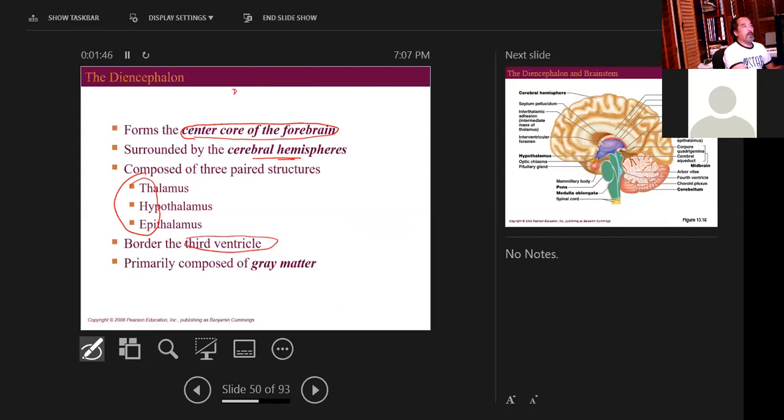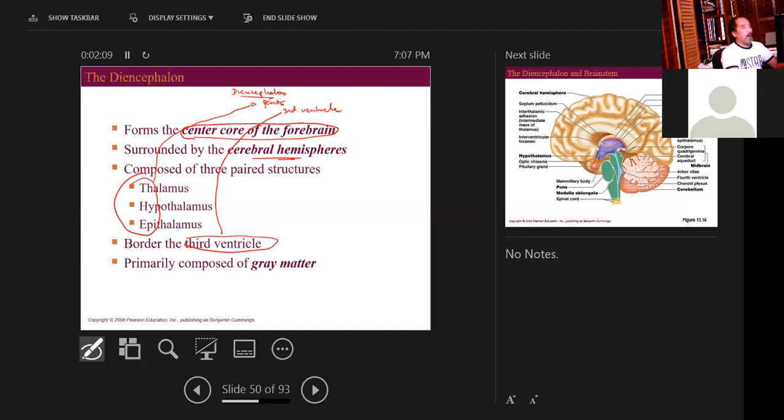So I want you to actually do your summary again. What do we see in the diencephalon? We should be able to see the three parts. This part here is going to be the first one that we'll be identifying. And then we should be able to see the third ventricle at the diencephalon.